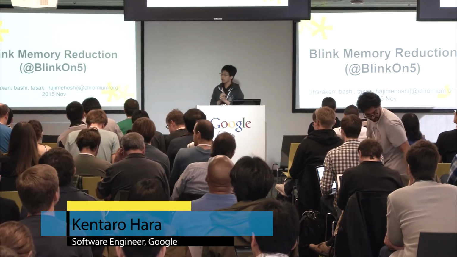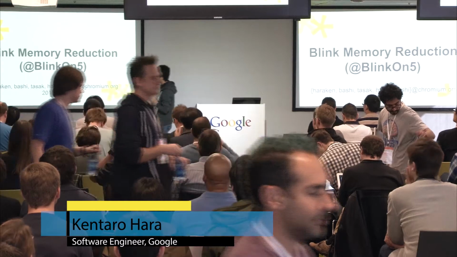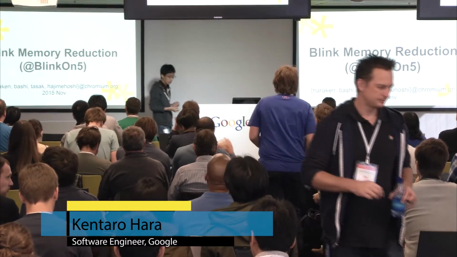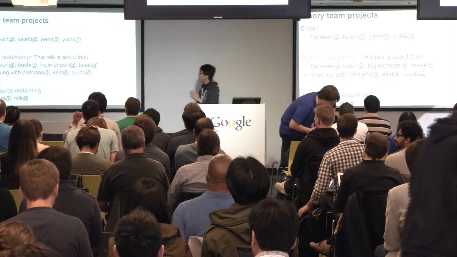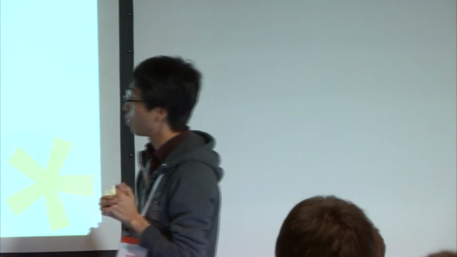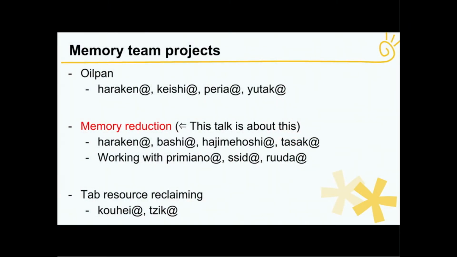But all the data in this slide are collected by the super hard work of Bashi, Tasak, and Hajime Hoshi in Tokyo. So this is a list of projects the memory team in Tokyo are doing: Oilpan, memory reduction, and tab resource reclaiming. And this presentation is about the memory reduction. So Hara-ken, Bashi, Hajime Hoshi, and Tasak are working in Tokyo and closely working with Premiano, SSID, and Ruda in London.